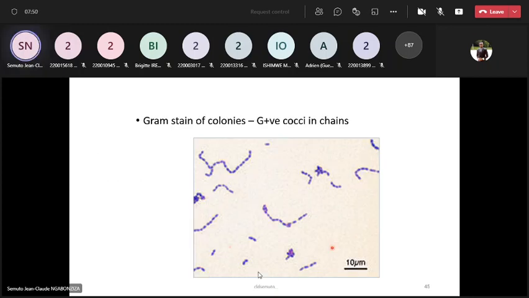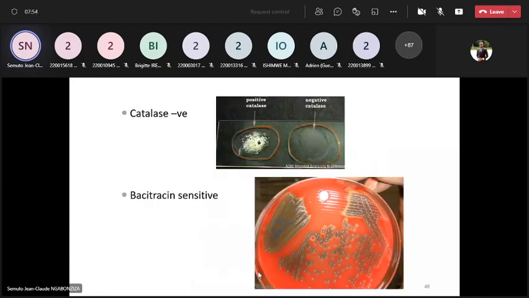So by Gram stain, you will see something like this from your specimen. And on colony, you can see, as we said, they are always catalase negative. This is catalase positive, catalase negative, and this is staph. And on blood agar, they are beta hemolytic. You can see small colonies, not as Staph aureus.